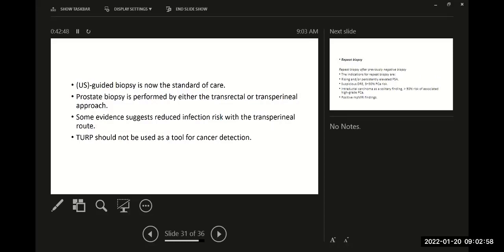Ultrasound guided biopsy is now the standard of care. Prostate biopsy is performed by either the transrectal or transperineal approach. Some evidence suggests reduced infection risk with the transperineal route. TURP should not be used as a tool for cancer detection. Has anybody from the postgraduates read the 2021 guidelines regarding the prostate? What type of biopsy is now recommended as an initial tool, and why?